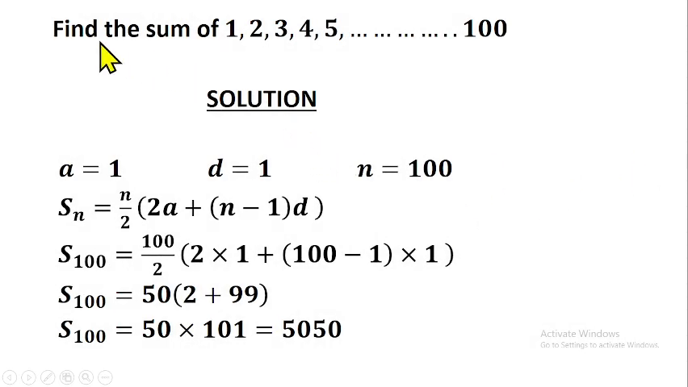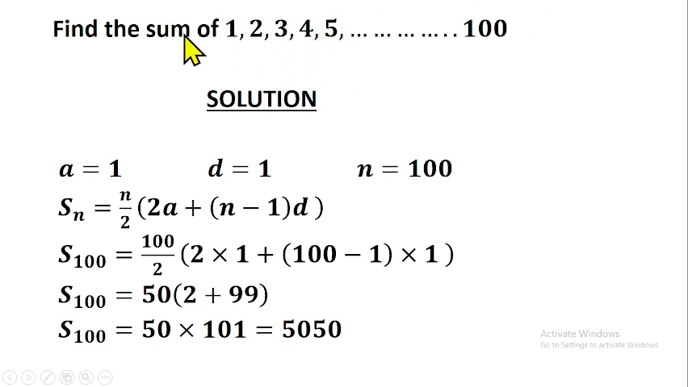Now let's see this. Find the sum of 1, 2, 3, 4, 5 to 100. This is the story I told you before. We are summing 1 to 100 together. In this case, we are not told whether it belongs to AP or GP, but we know that it belongs to AP because there is a common difference between all these numbers. 2 minus 1 is 1, 3 minus 2 is 1, 4 minus 3 is 1, 5 minus 4 is 1. So there's a common difference, which is 1. That means it belongs to what?